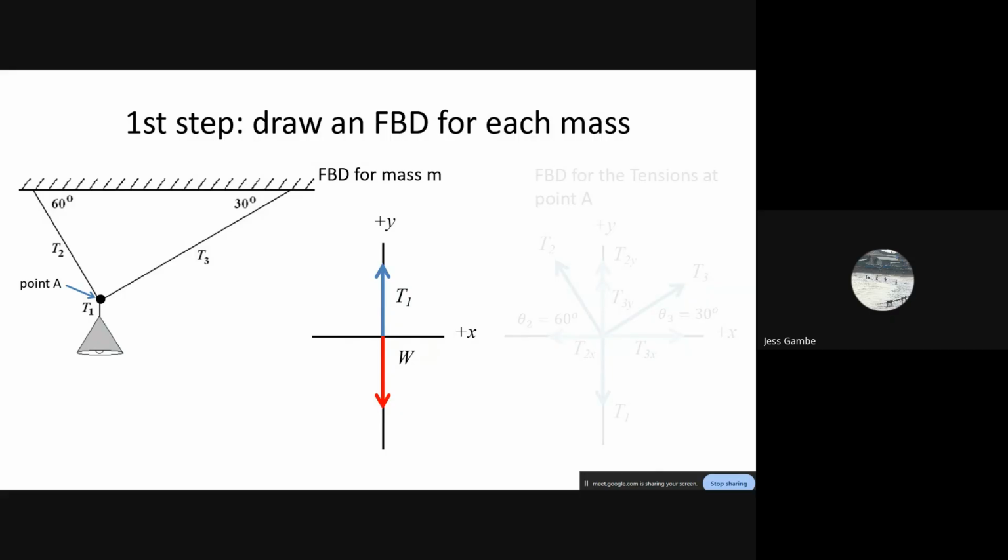The first is the weight. Its counter is T1. T1 is upward and the weight is of course going downward. So the FBD looks like this.